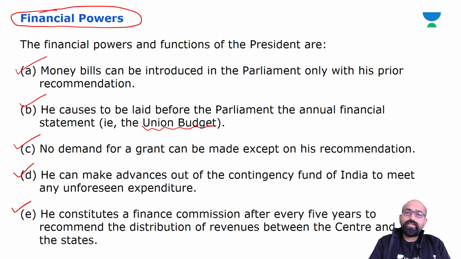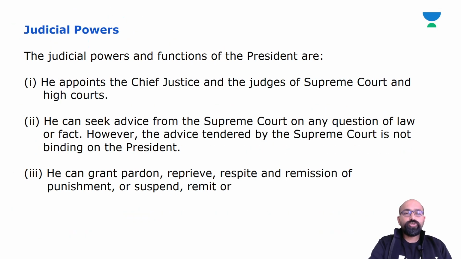In this course itself, we'll see the contingency fund, consolidated fund, and all the information related with the financial part. The president constitutes a finance commission after every 5 years to recommend the distribution of revenue between the central and states. After that, judicial powers.